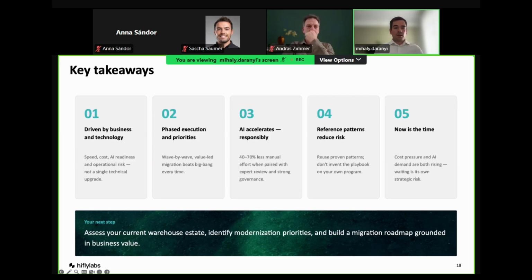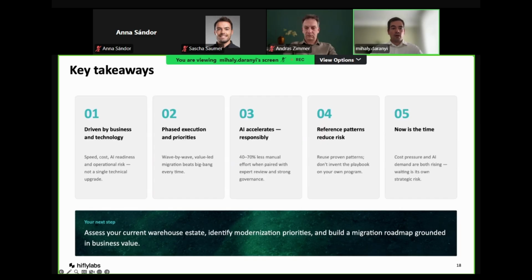The second one, success most of the time depends on phased execution, as András mentioned, with clear priorities. Wave by wave migration beats the big bang every time. And the third one is that AI accelerates the work, but you need to use it responsibly. 40 to 70% less manual effort is required when pairing AI with the right experience and the right governance.